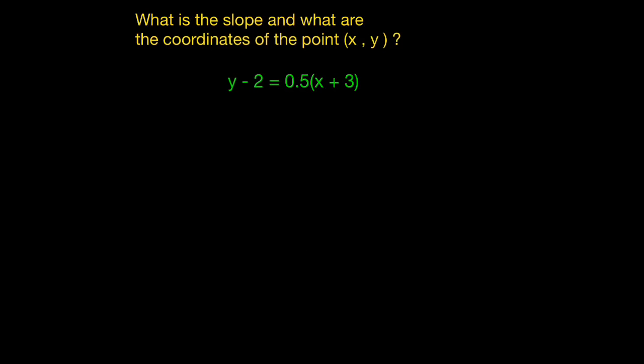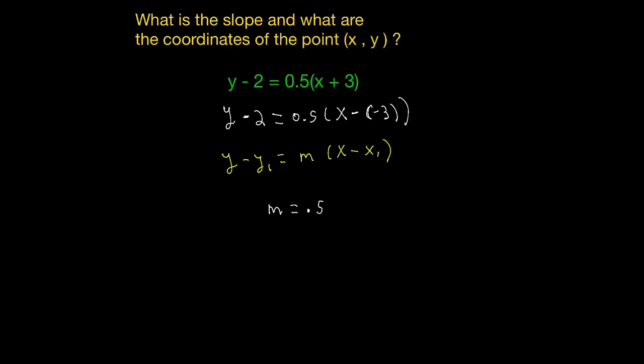Here we can write this as y minus, we already have a minus here, so there's no need to do something fancy. We have 0.5. Since we have a plus, we can rewrite the plus 3 as minus negative 3. Now our general equation, I can sketch it out here, and we can match everything. y1 matches with 2, m matches with 0.5, and x1 matches with negative 3. So my slope is going to be 0.5, and my coordinate x1, y1 is going to be negative 3, positive 2.